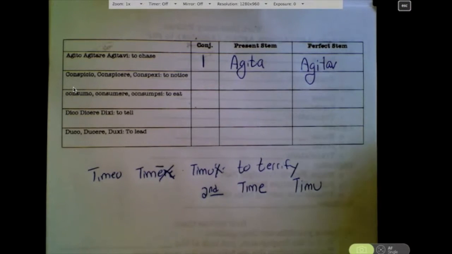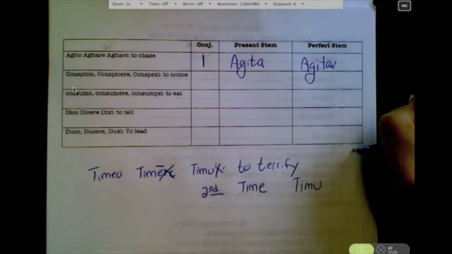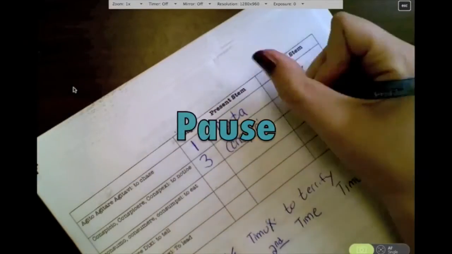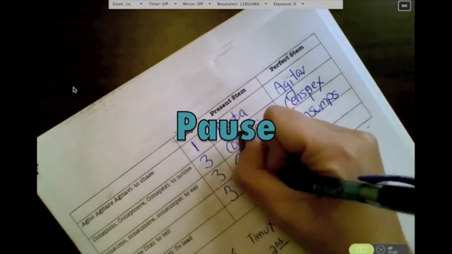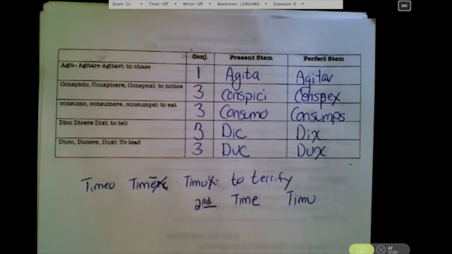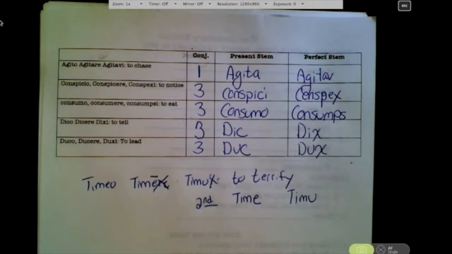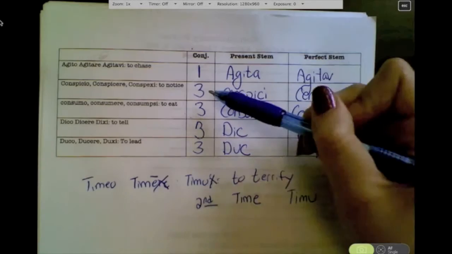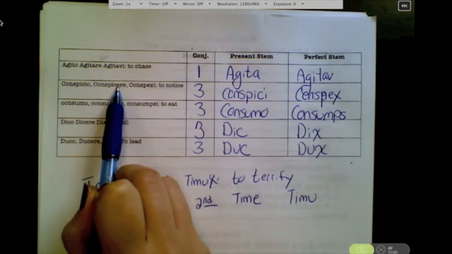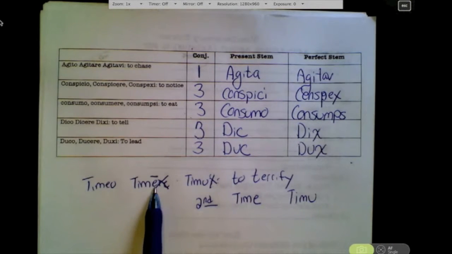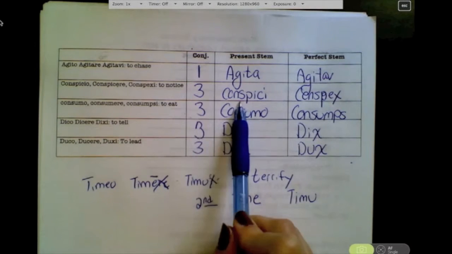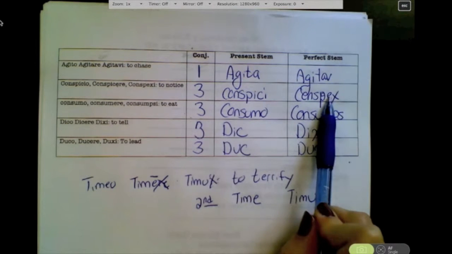Okay. Go ahead, pause the video, and try all of these right now. All right, come back and check your work. So, this one is third conjugation. I looked at that second principal part and saw a short ERE, not a long ERE with a little line over it. So then I just dropped that O off the first principal part. I get conspic, and then dropped the I to get conspex.